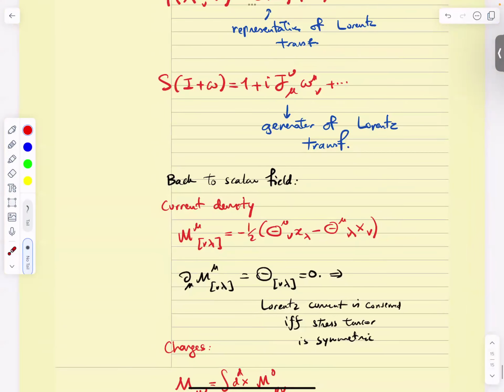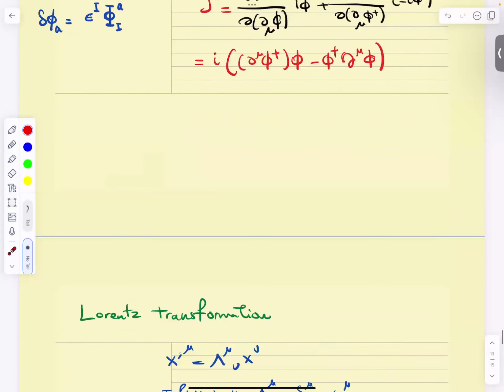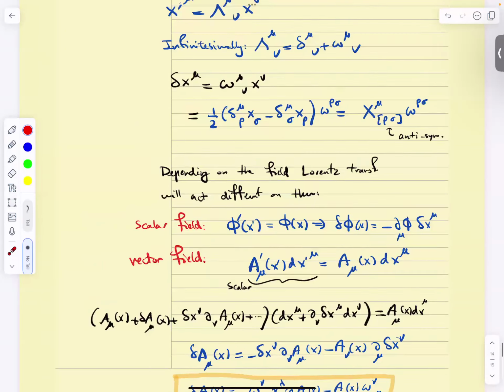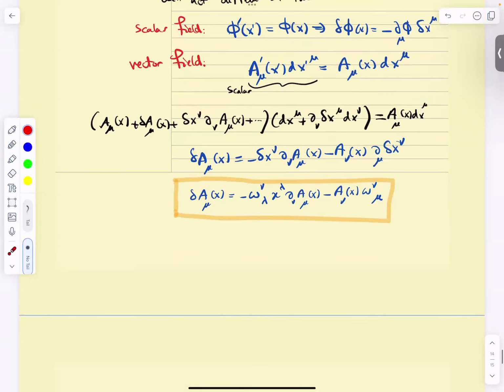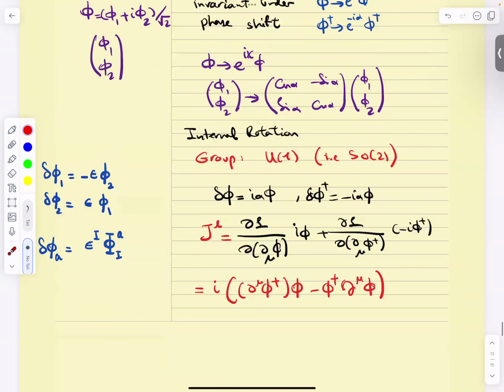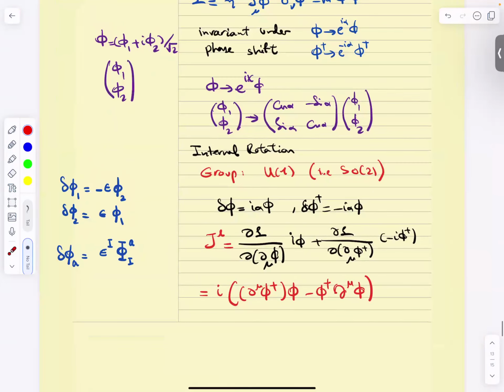There's a longer story I'll tell later, and I ran out of time. I didn't have examples here. I have to give examples of how vector fields transform. And I will stop here for today.